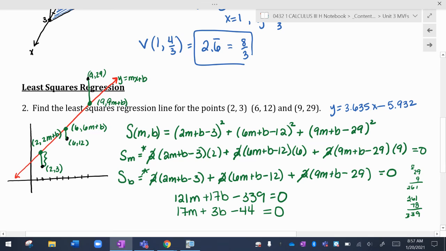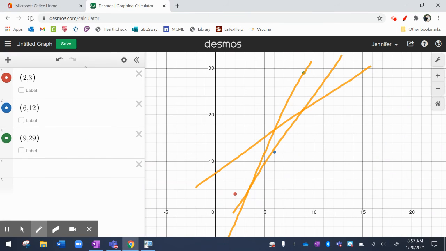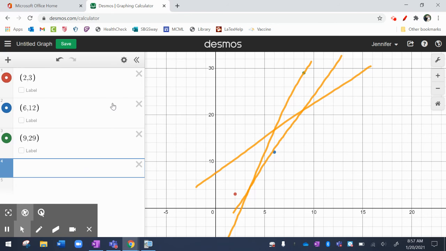Okay, so I've got a system now that I could solve through substitution or elimination, or just pull up Desmos and make it help me. So I am going to make Desmos help me here. And let's see, I want to clear everything.